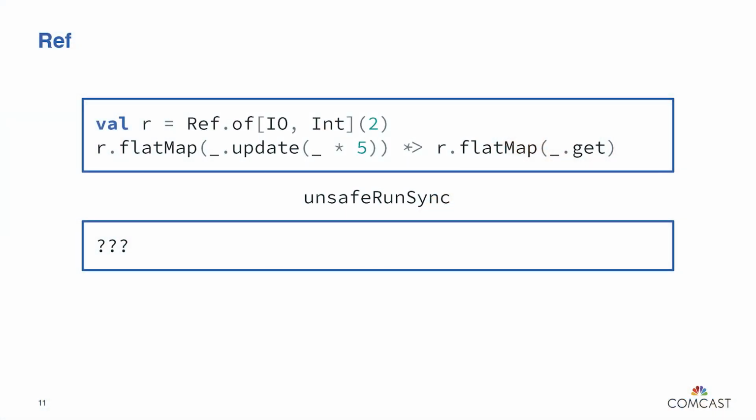This is just a toy example. We can call Ref.of. We have to specify an effect type. In this case, I use a concrete one, IO, and I initialize it to the value 2. Refs must always be initialized to a value. They are never uninitialized, just like a var, excluding nulls.